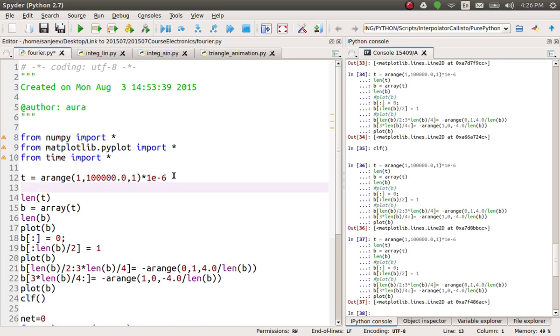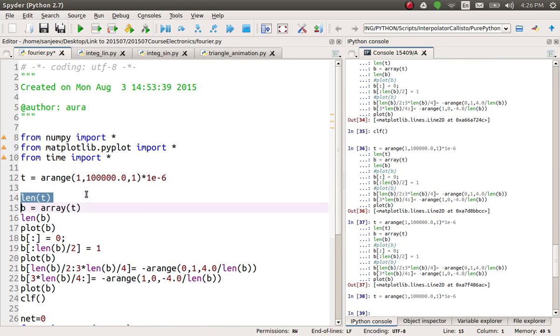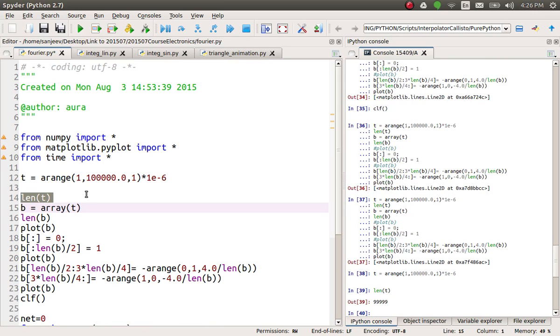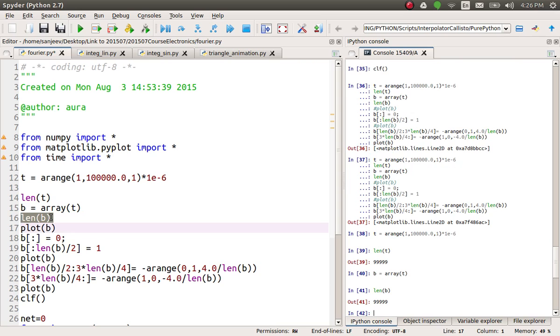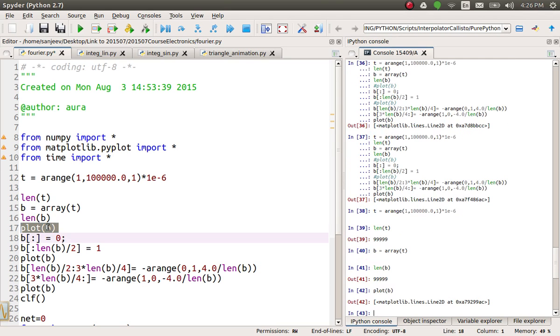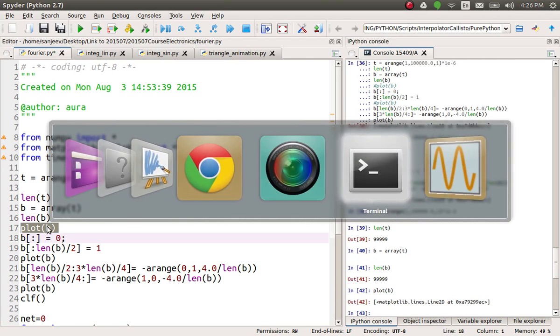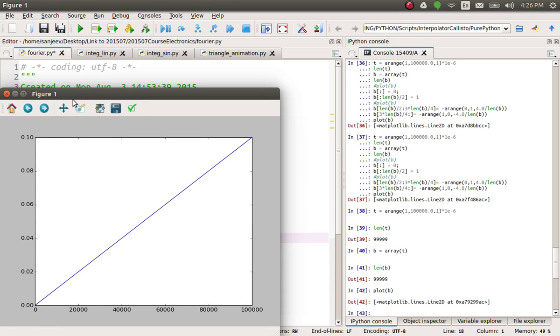So here's my time, and if I look at the length of time, I have almost 100,000 points, one shot of 100,000 points. So if I just create another array, and then the length of b would be the same as the length of a, and if I plot b, it will look the same as a. So if I find the plot, there it is.